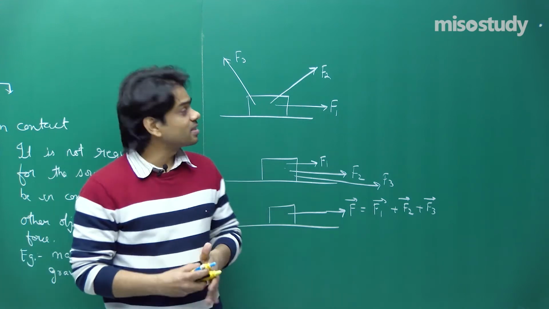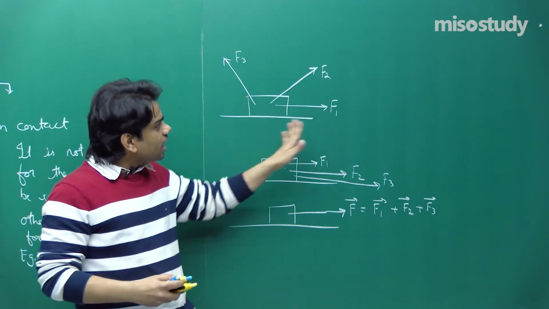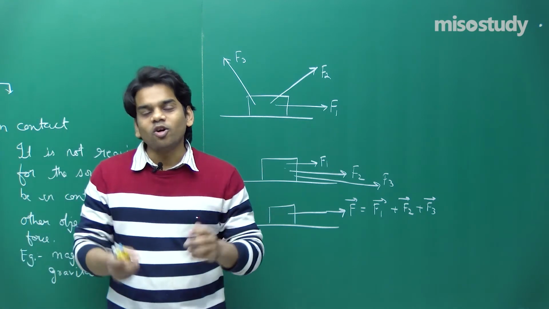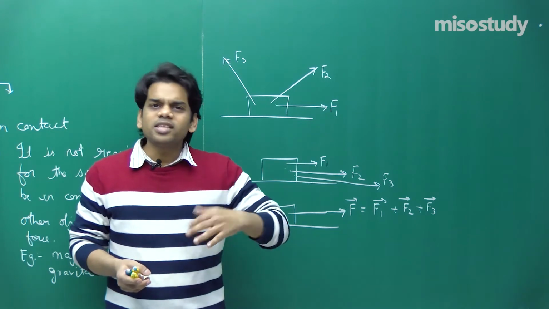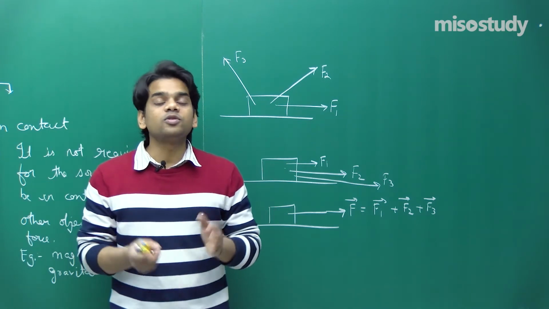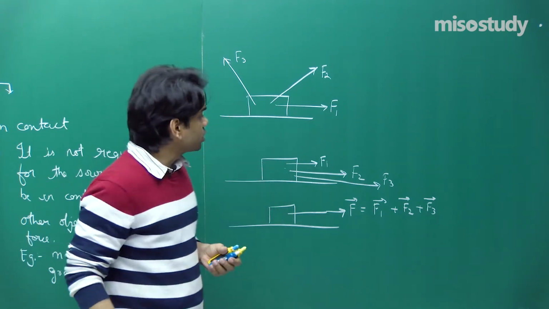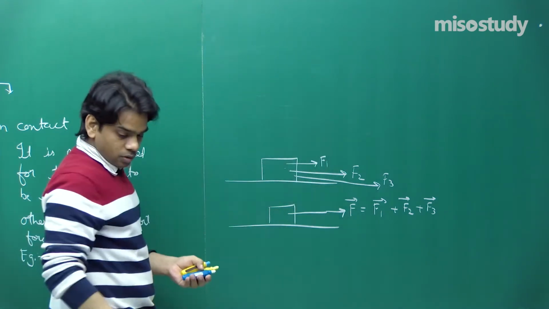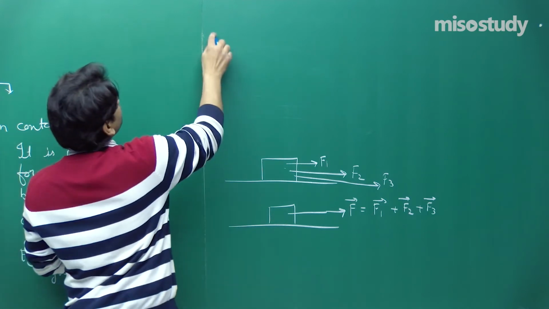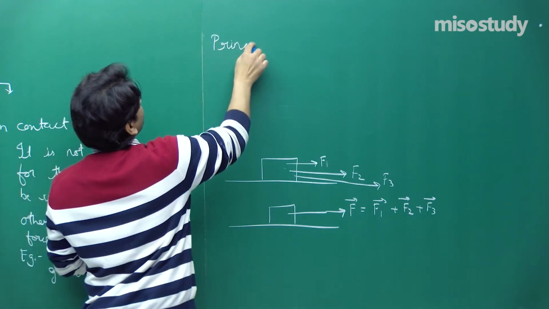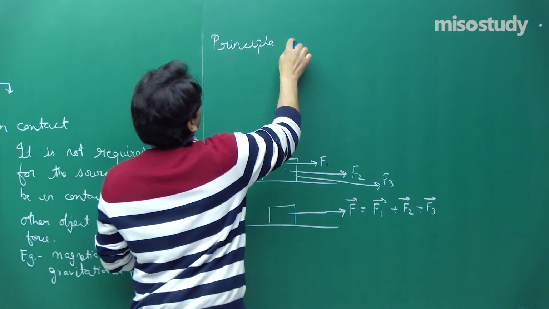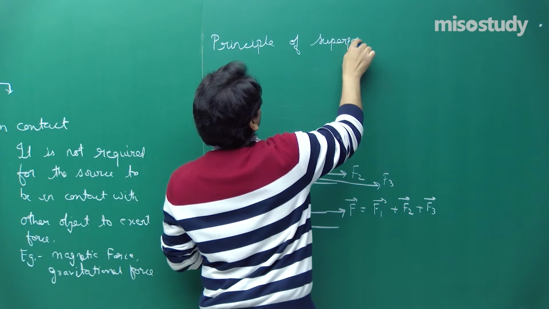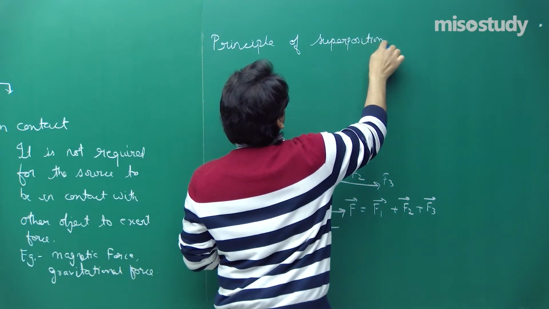Same is the case as we discussed here. If we vectorially add all the three forces and replace them by the resultant, the same effect will be experienced. This is known as the principle of superposition of forces. So I will write here: principle of superposition of forces.